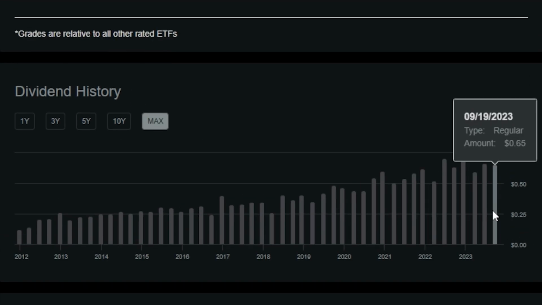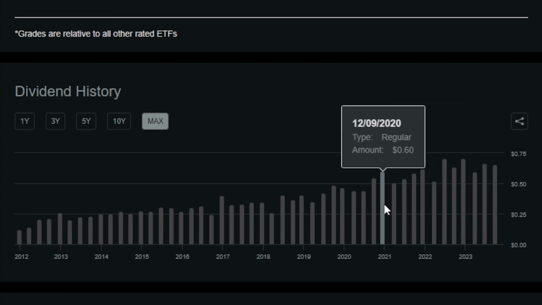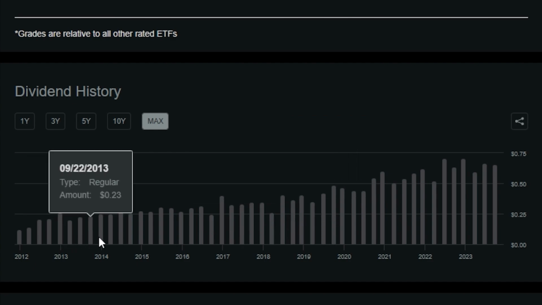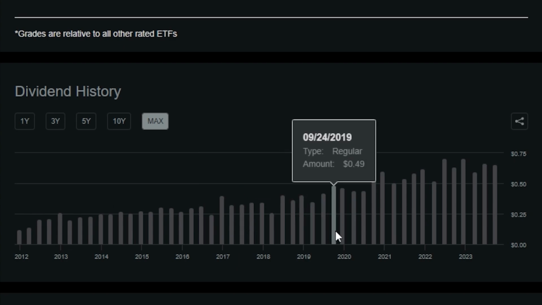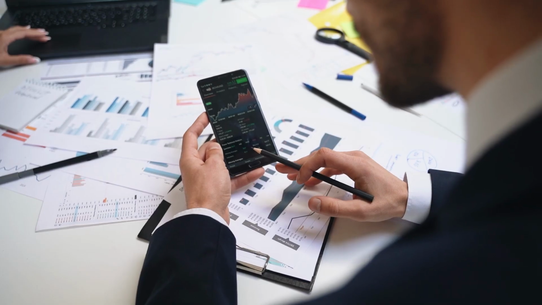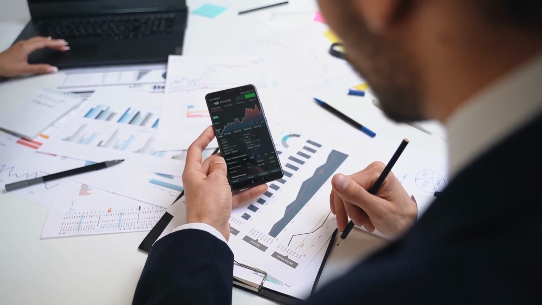If you look at this graph right here of every single dividend payment on a quarterly basis that the SCHD ETF has paid since the inception of the ETF, you can see one thing that's very specific. Over time, the SCHD ETF has paid more and more in dividends on a quarterly basis at a pretty impressive rate.